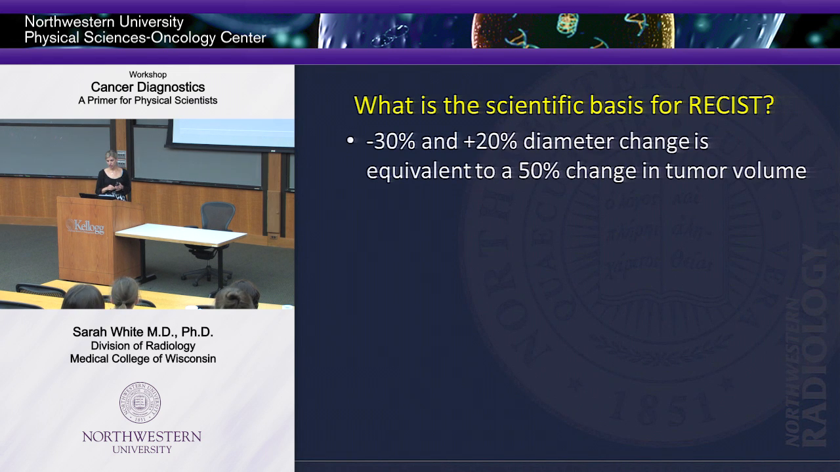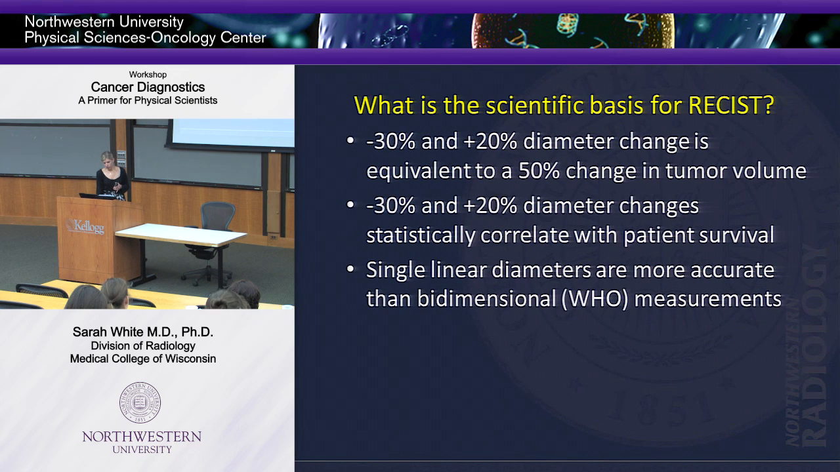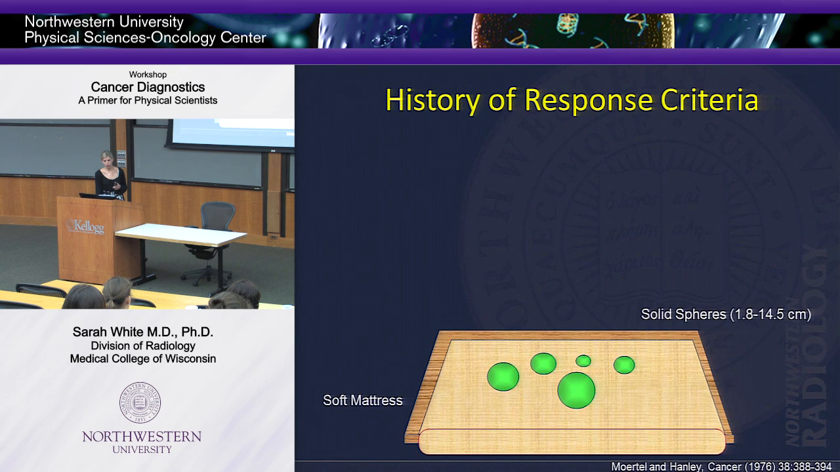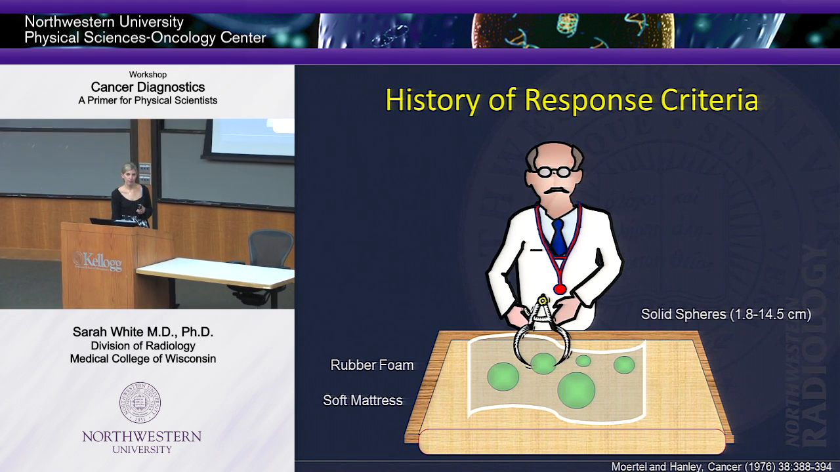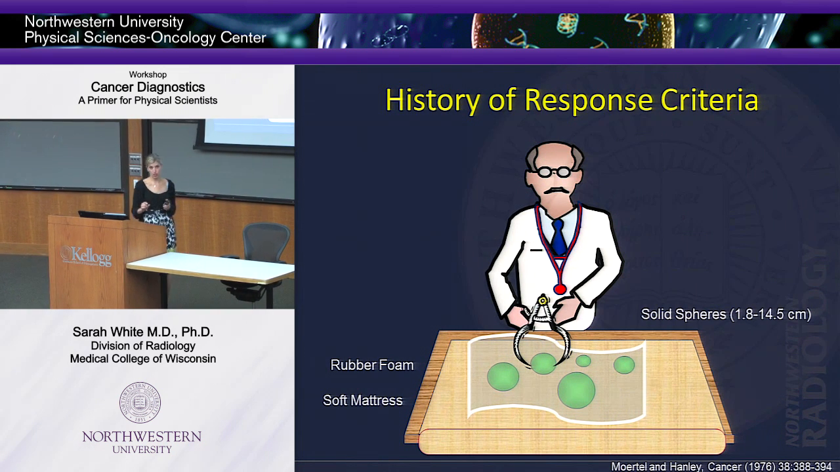What's the scientific basis for RECIST? If the tumor has decreased by 30% or grown by 20%, the change is equivalent to a 50% change in tumor volume, if you actually look at the volume of the tumor. It also statistically correlates with patient survival if you look at that change. So how did we get to this? Basically, a bunch of oncologists sat in a room with a mattress. And they had these little tumors that they put in the mattress, and they measured them. And they said, is your measuring reproducible? And they found out that it's not so reproducible.